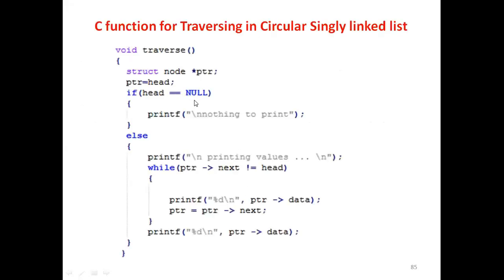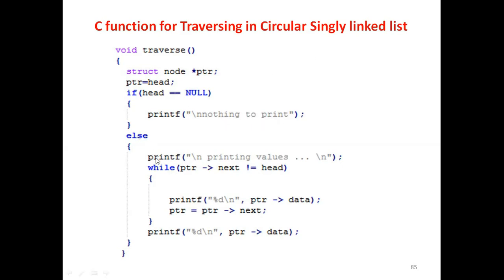You can see this is the function name, and we are starting from the head. Here we are using ptr: ptr equals head. If head equals null, what does that mean? Sir, empty list. Empty list, so there is nothing to print.